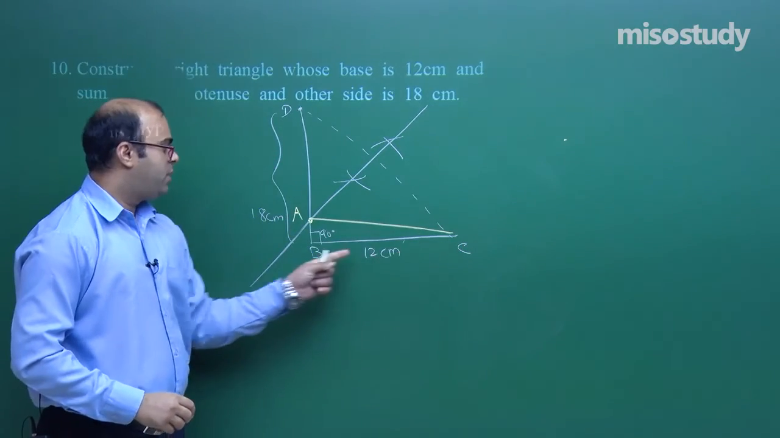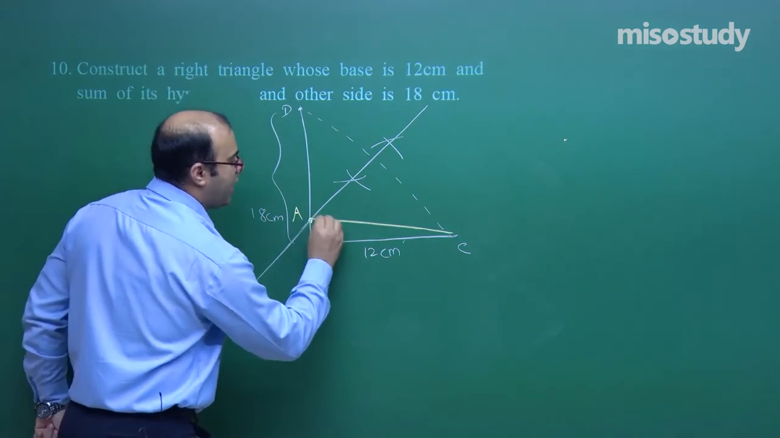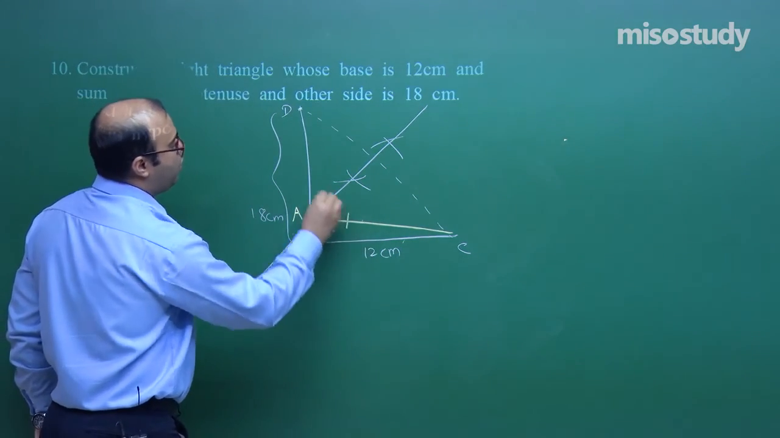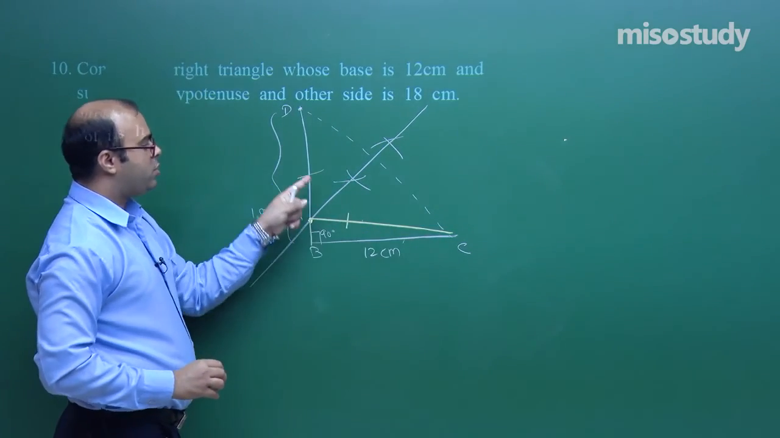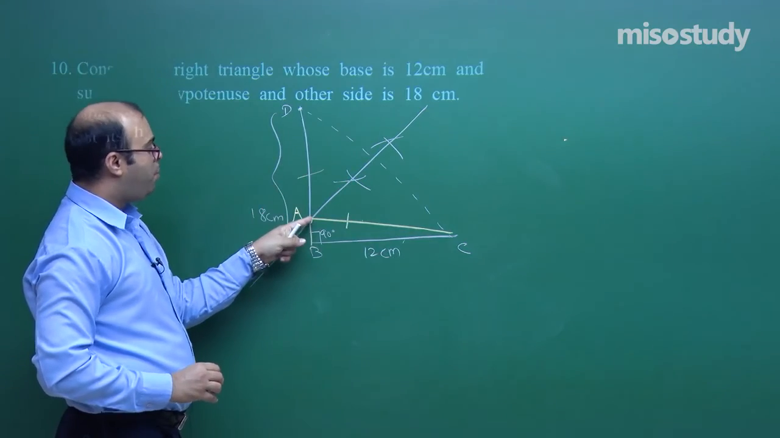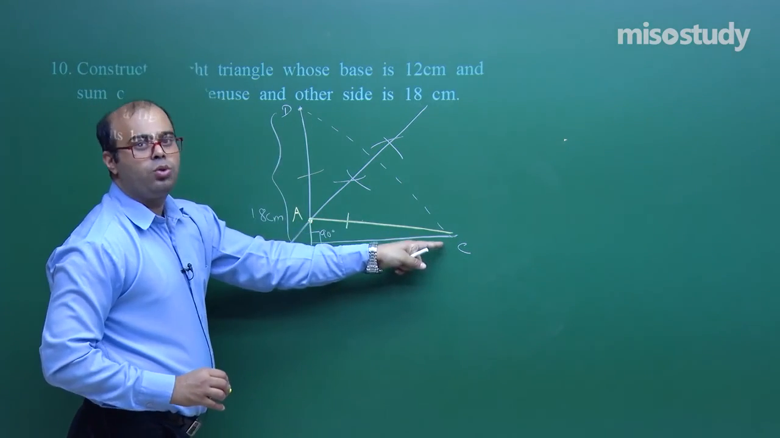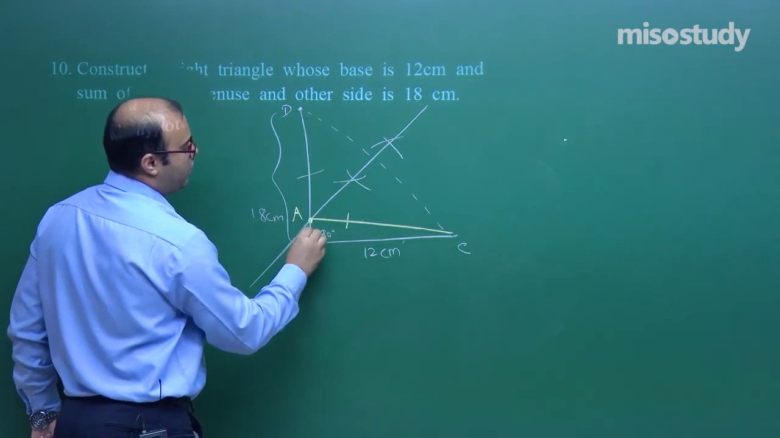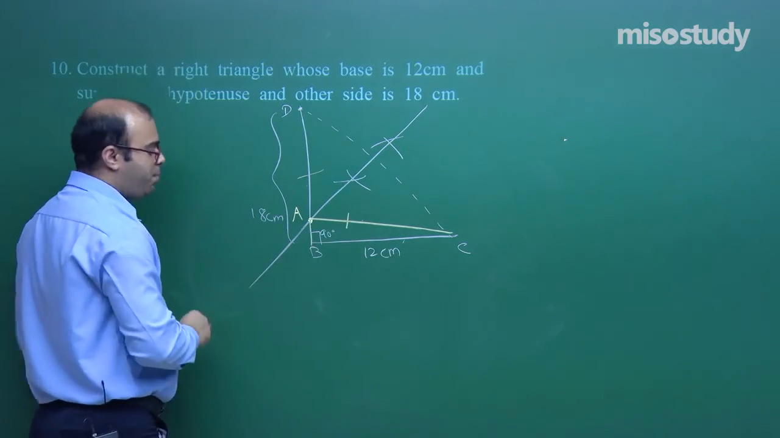Why? Because BC is 12 centimeter, angle B is 90, and AB plus AC, hypotenuse plus another side, is equal to this, is equal to this, because this is a perpendicular bisector of this line segment. So this has to be equal to this. Distance from a point on the perpendicular bisector to the end points of the line segment to which it is perpendicular bisector. So these two are equal. So if this plus this is 18, then this plus this is also 18. So hence we prove this.